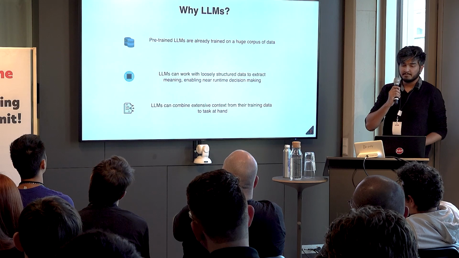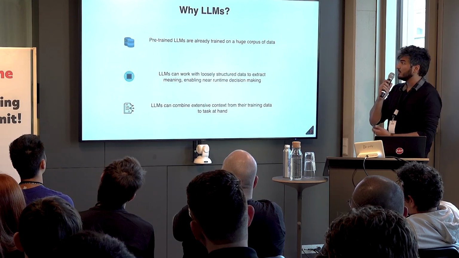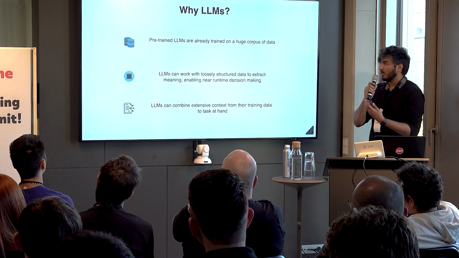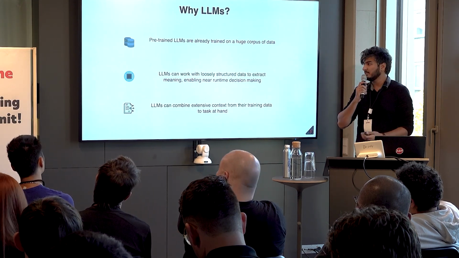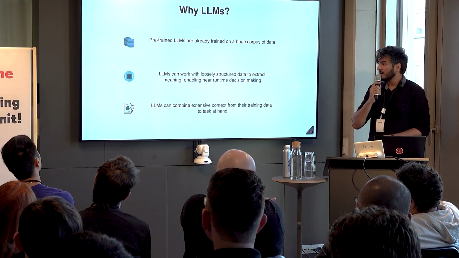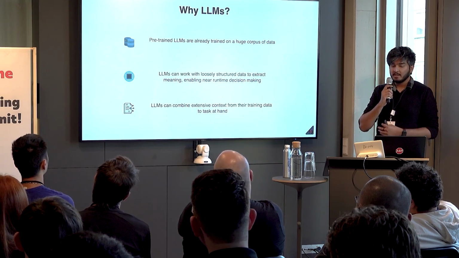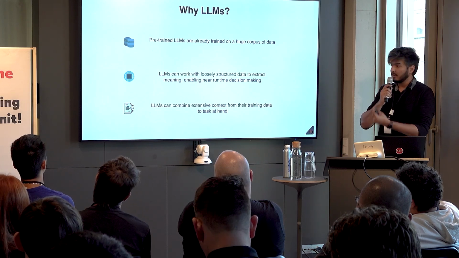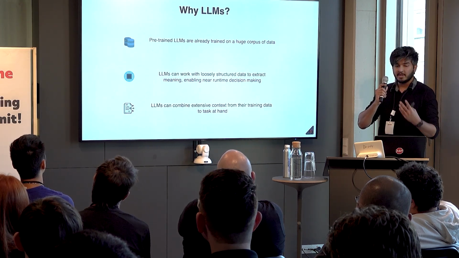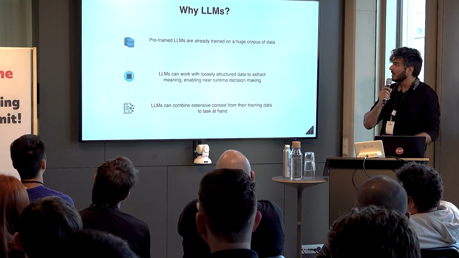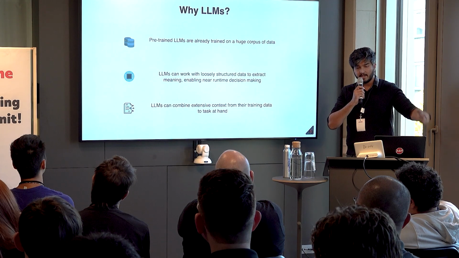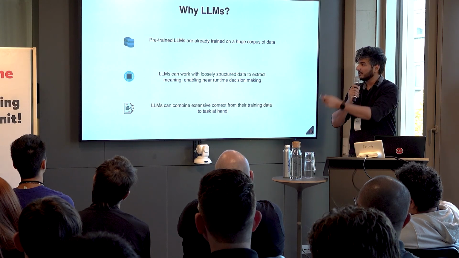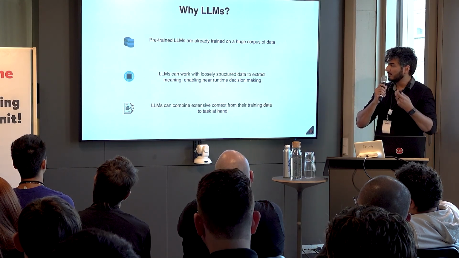On the other hand, there are pre-trained language models which are already trained on a huge corpus of data. LLMs can also work with loosely structured data to extract meaning, so we don't need that extensive feature engineering exercise. LLMs can also combine extensive context from their training data to look at the task at hand, and we will look later at how this helps LLMs identify online tracking. One other benefit is that the same pipeline can be repurposed to generate filter list rules: you identify the tracking requests, and then you generate a filter list rule, which can be used to update the existing filter list rules.